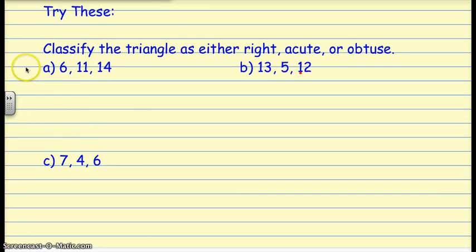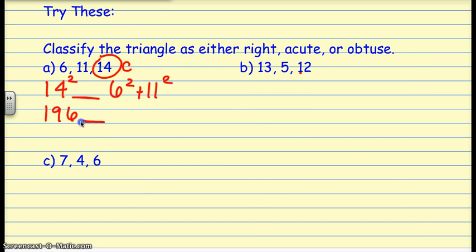All right, couple problems to try. Classify the triangle as either right, acute, or obtuse. So find the longest side. This one is going to be that c value. And I know it seems strange, but we're going to put it first this time. I'm going to leave this line blank. It's either going to get an equal sign, a less than, or a greater than, but I'm going to wait until the numbers pan out until I fill it in. 6 squared plus 11 squared. So this gives me 196. Still don't know. Those two things added up gives me 157.